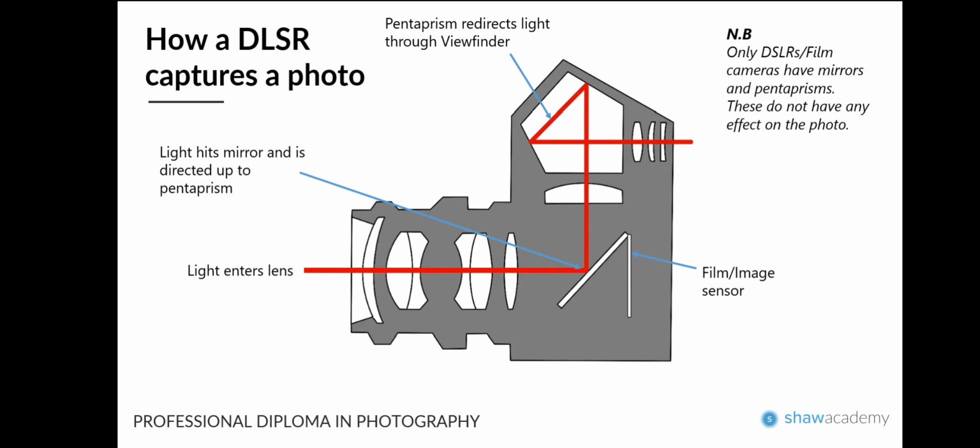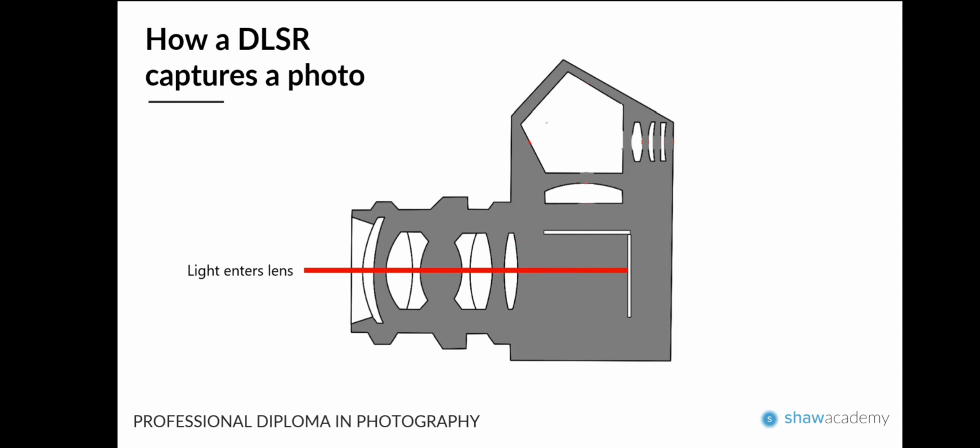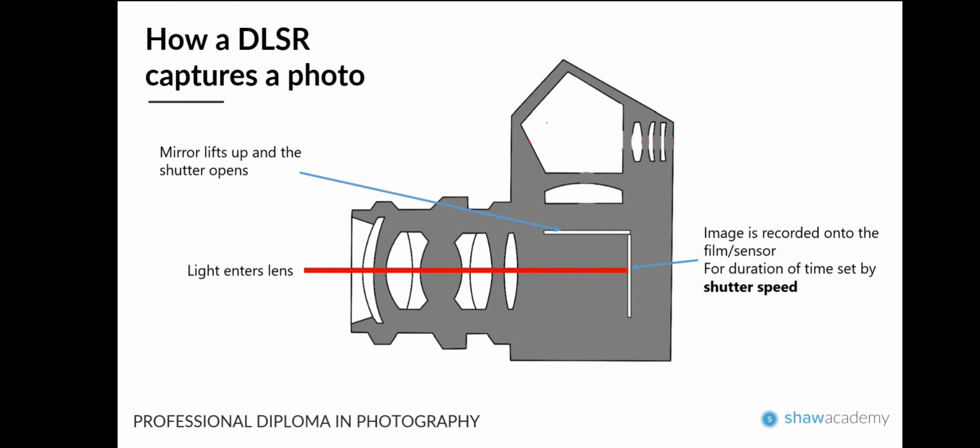But on our modern DSLRs, our film cameras, we see the image projected the right way up because of the mirror and the pentaprism. They don't have any effect on the photograph whatsoever. Now, when we press our exposure button, the mirror lifts up out of the way and the shutter opens, and this allows the light to hit the image sensor, and it's recorded onto the image sensor for the duration of time set by the shutter speed.